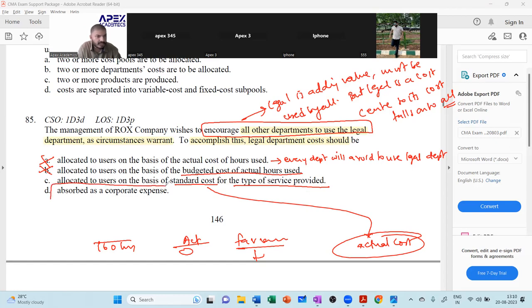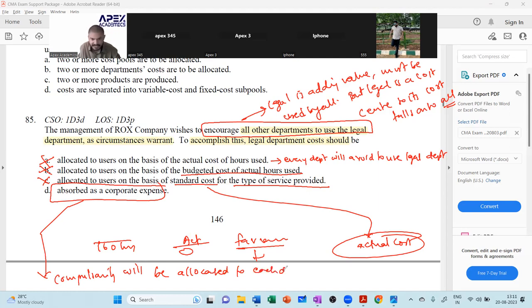Absorbed as a corporate expense. What is the meaning of this? If it is absorbed as a corporate expense, compulsorily it will be allocated to each department. If we compulsorily allocate it to each department, what will happen is that whether you use it or you don't use it, that department has to bear the cost of the legal department.